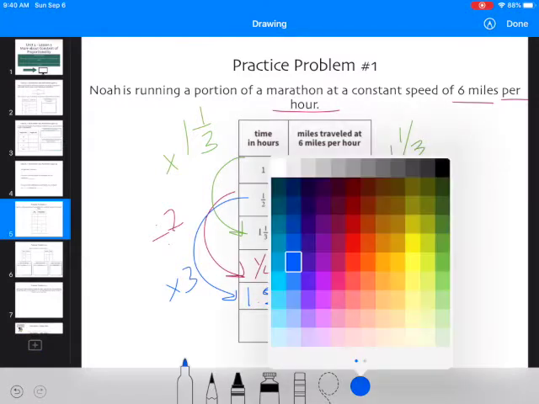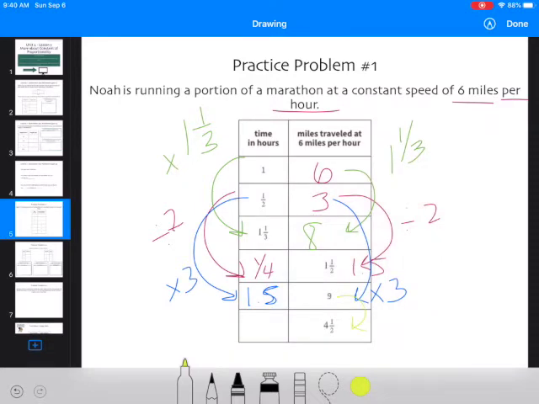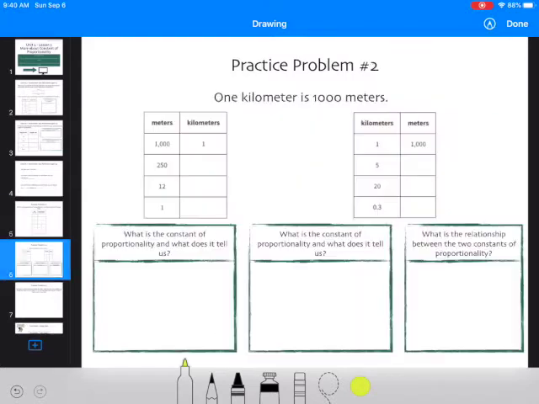Oh, I can see that. 9 divided by 2 gets me to 4.5, so I would do 1.5 divided by 2. I'm going to use again my handy dandy calculator. 1.5 divided by 2, and I get 0.75, or 3/4. So you can use the fractions, you can use the decimals, whatever works for you.